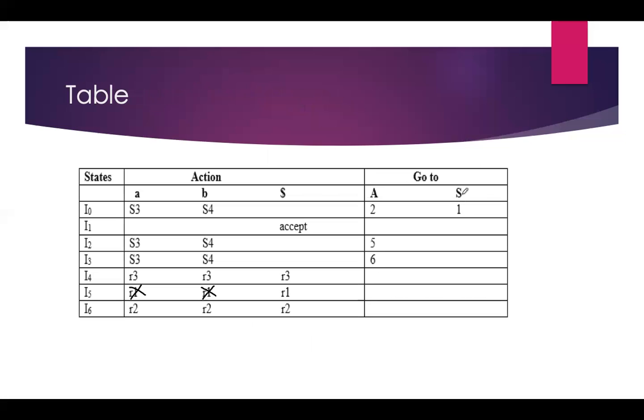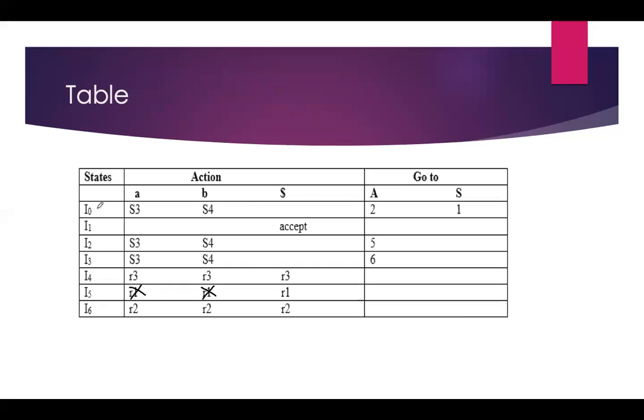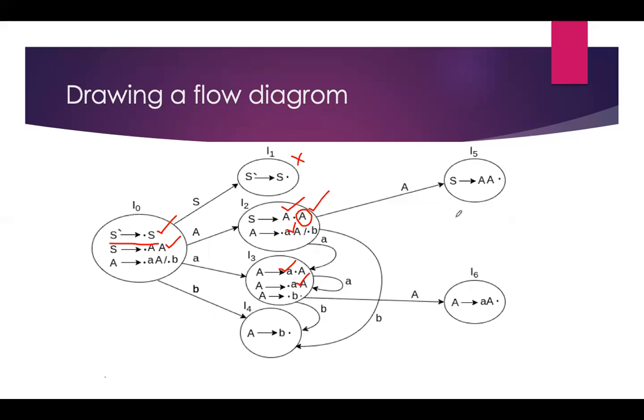Just write under the S column, capital S, we are moving to first state. Okay, understand? And next we will see I0, if it is A, we are moving to I2 state. So same, I0 A, so the number 2 we mention here. These are the capital GOTO. Under the GOTO column we need to mention 2 and 1.